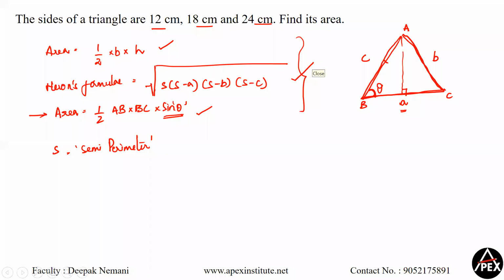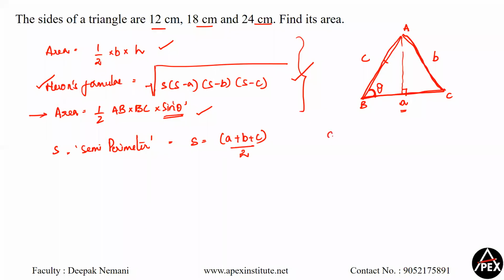How does the third formula work, sir? The lengths are different, so we are considering this. S is equal to the semi-perimeter, so half of the perimeter. The perimeter of a triangle is nothing but A plus B plus C, the sum of all three sides, divided by 2.